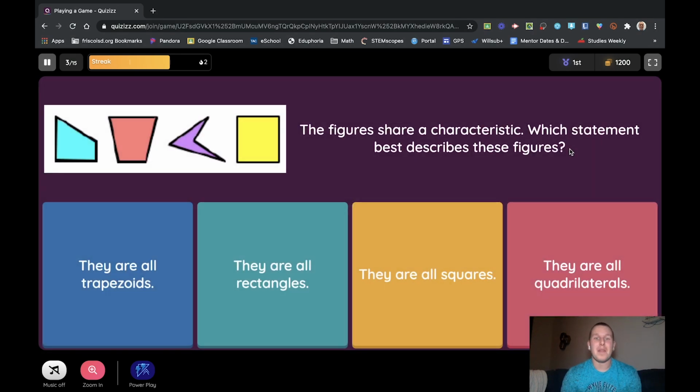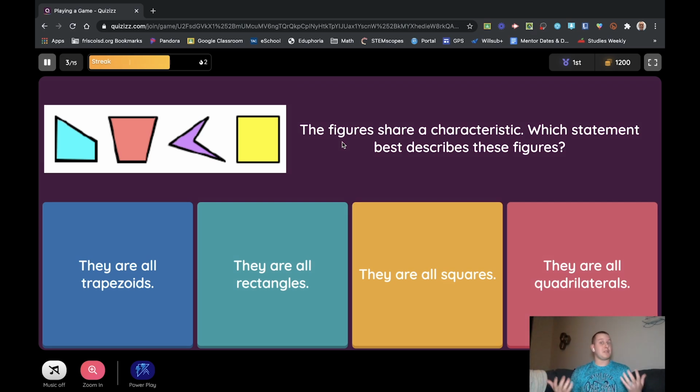All right, next question. The figures share a characteristic. Which statement best describes these figures? They are all trapezoids, they are all rectangles, they are all squares, they are all quadrilaterals. Something I know about trapezoids is that they have only one pair of parallel sides. And I can see in this one, this has all parallel sides, so that trapezoid one wouldn't be right. They are all rectangles? I think we can clearly see 2 of them are obviously not rectangles, and the third one too, not a rectangle. They are all squares? Again, pretty clear, not all squares, but they are all quadrilaterals.